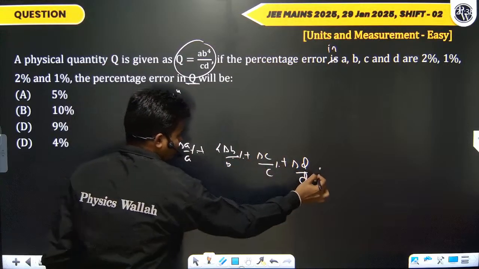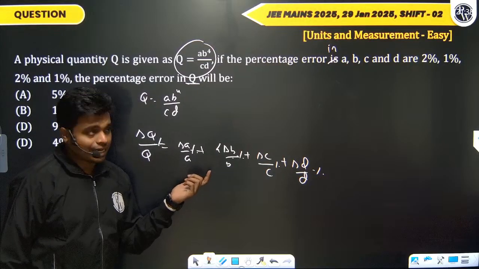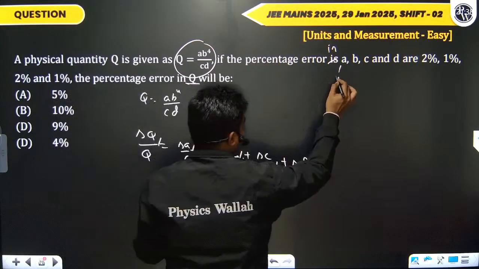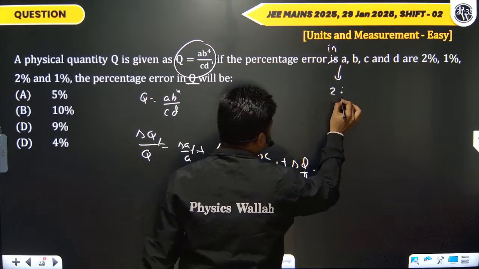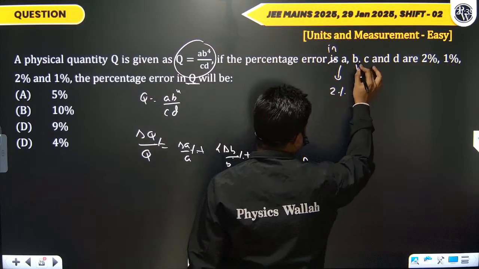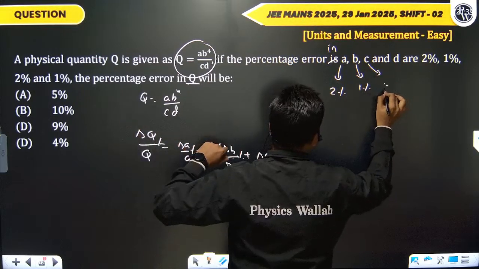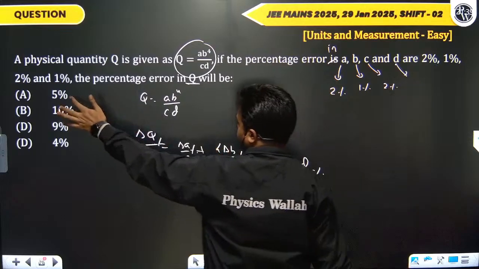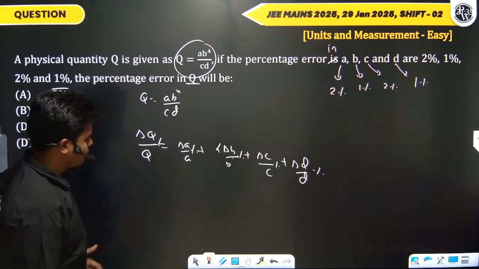So what is the percentage error in A that they mentioned? A will be 2% over here. The percentage error in A is 2. What is the percentage error in B, delta B by B? That is 1%. The percentage error in C is again 2%, and finally the percentage error in D is 1%. So this is a direct formula based question.